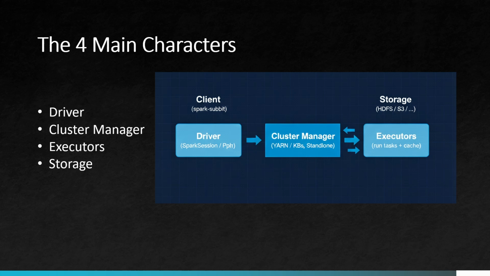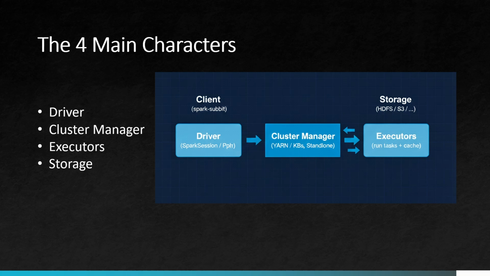And character 2 is the cluster manager. This is the system that gives Spark resources. It could be YARN, Kubernetes, Spark Standalone, Mesos. The cluster manager's job is simple. Here are machines, here are CPU cores and memory, use them.